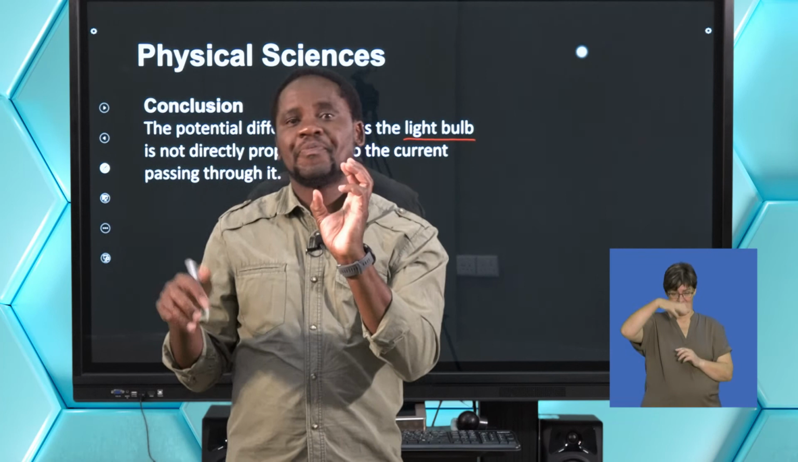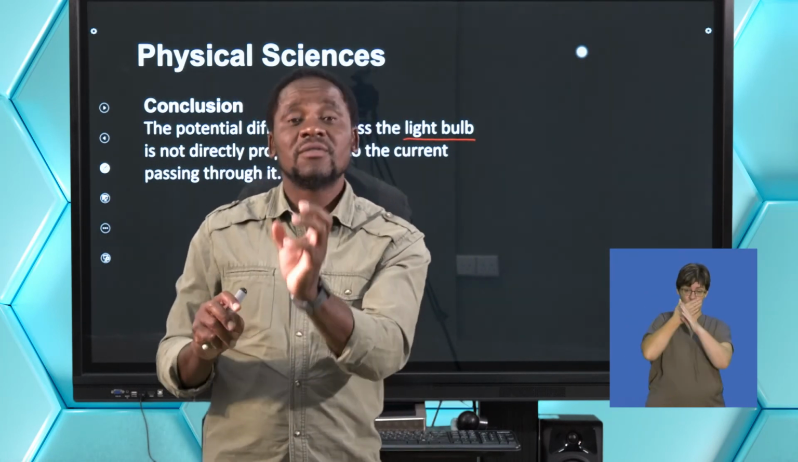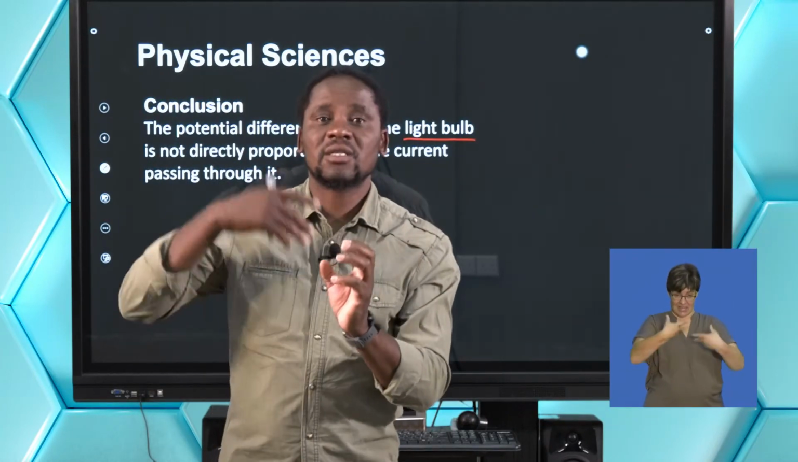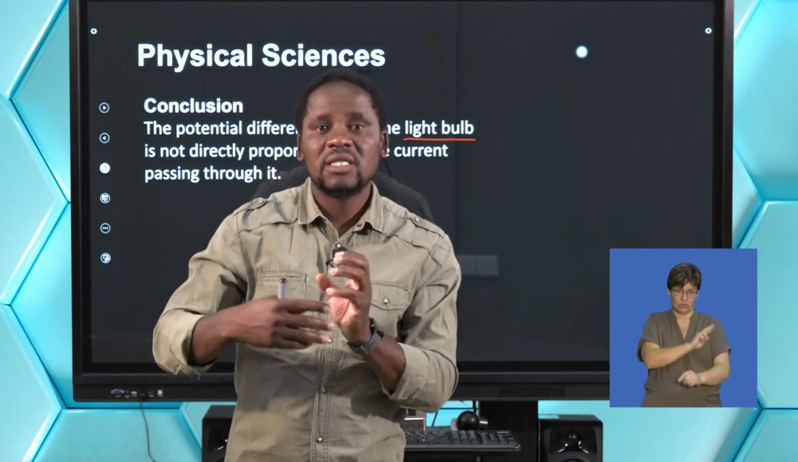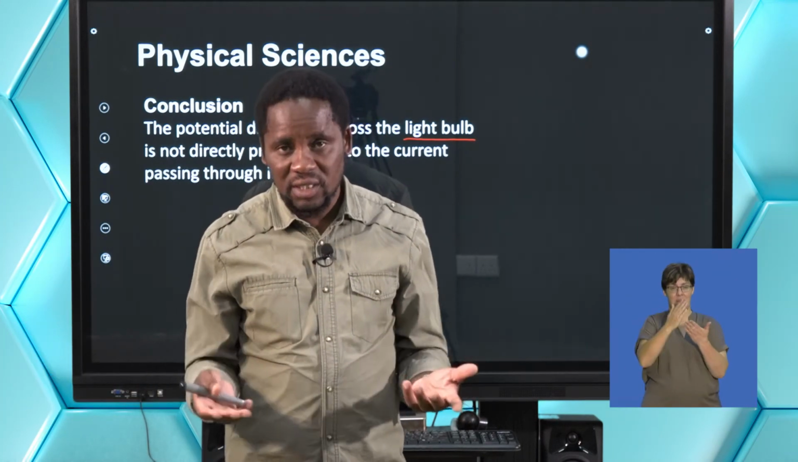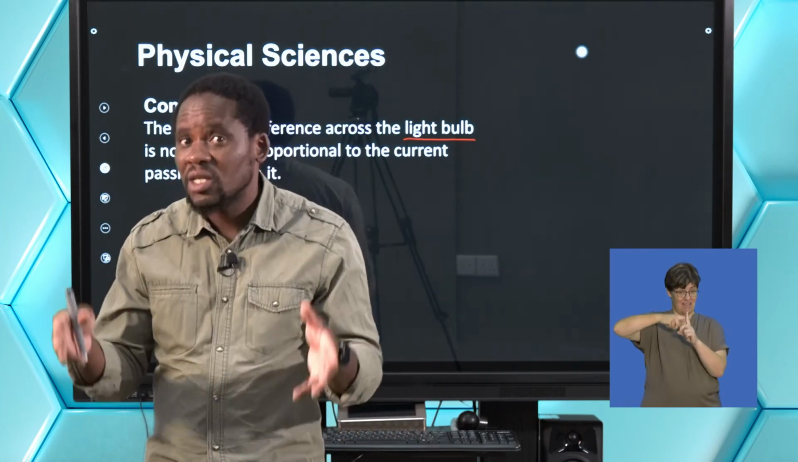But remember, a light bulb as a resistor not only gives us light energy, but as it does work, as it transforms electrical energy into light, some of that energy is actually converted to heat. So the temperature of that component does not remain constant.